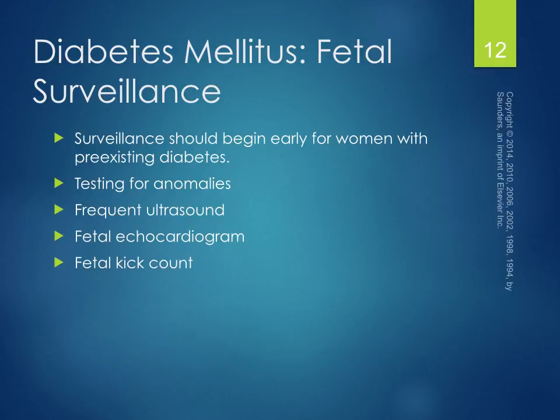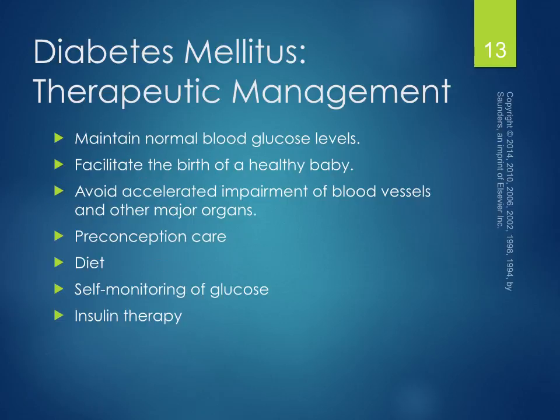Surveillance, especially for the fetus. Surveillance should begin early for women with pre-existing diabetes. We want to be testing for abnormalities, with frequent ultrasounds to help us monitor this baby's size, fetal echoes if need be, if we're concerned about any fetal structures in the heart or blood flow in general, as well as fetal kick counts and activity counts for these fetuses.